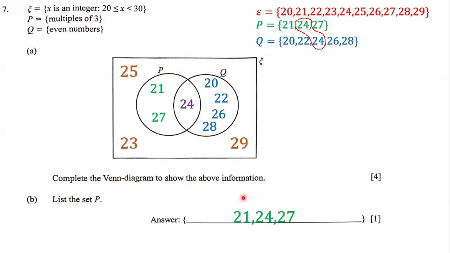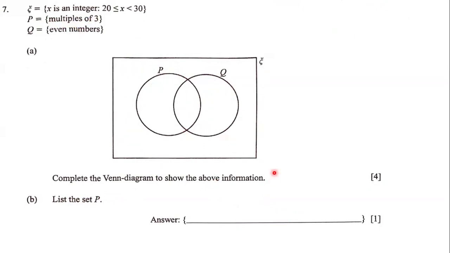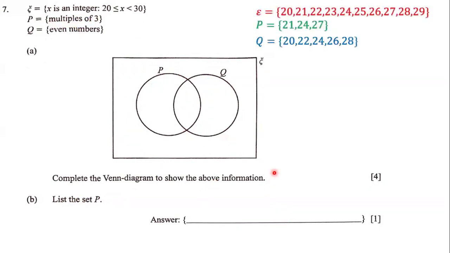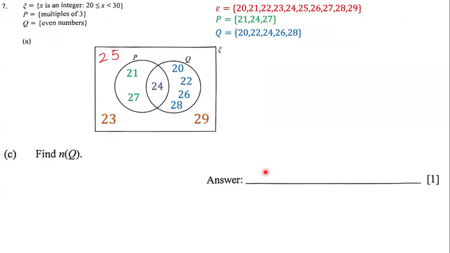The elements of P are 21, 24, and 27 because they are multiples of 3, right? 21, 24, and 27. Next, we have to list the elements of... I'm sorry, I think I wrote the question twice. Okay, we already did that. That's fine. 21, 24, and 27. So that's A and B. Okay, let's look at C.